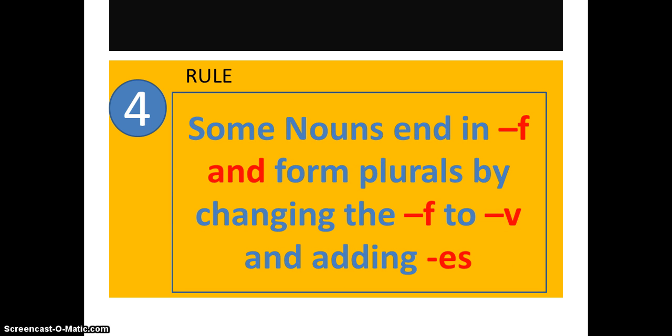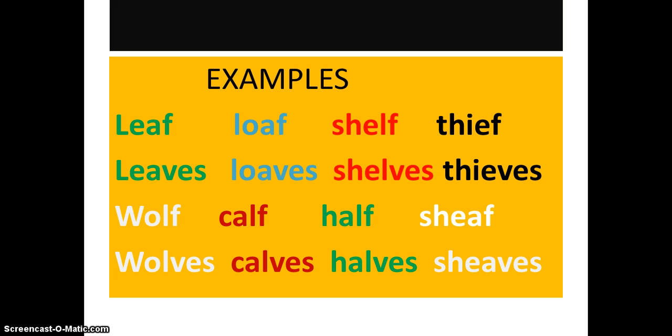Rule number 4 says some nouns end in F and form plurals by changing the F to V and you add ES. Let me take it again. Some nouns already end in F. They form their plurals by changing the F to V and then we add ES. So let's take a look at examples. Let's take leaf. Leaf ends in F. We change the F to V and we add ES to it, as you see here.